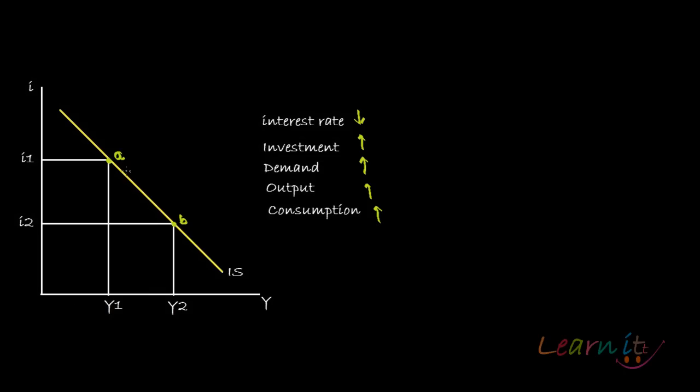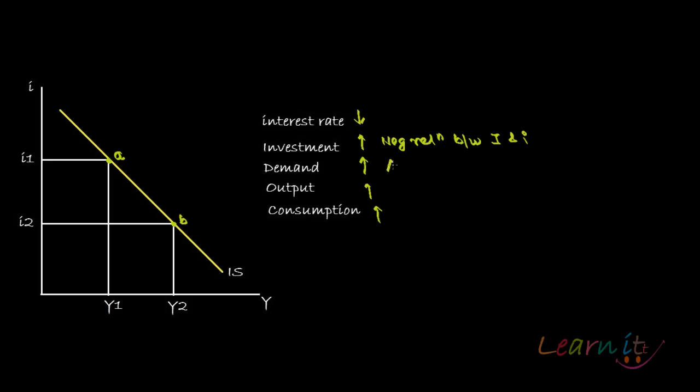So what is happening when you move from point A to B, interest rate is lower because of negative relationship between investment and interest rates. Investment is higher because interest rate is lower at point B. All of this is at point B.